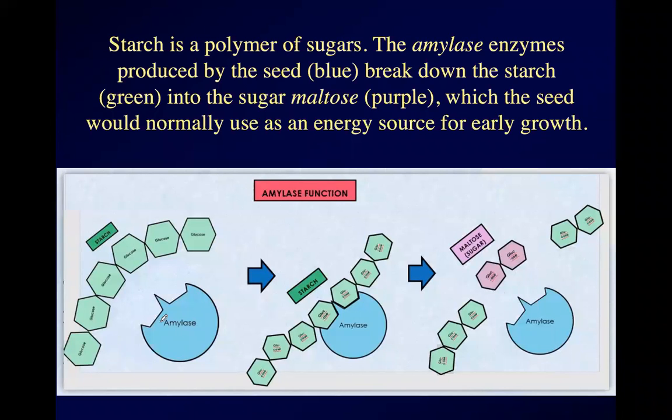Okay, remember that starch is a polymer of simple sugars. And diagrammed in blue here, we have molecules of an enzyme called amylase, similar, although not quite the same, to the amylase in your saliva. Amylase enzymes break down that starch, which is shown in light green, into simpler units called maltose, which is a sugar which the seed would normally use as an energy source for its earliest growth. Normally, the embryonic plant inside the seed would take that maltose and break it down and use it as an energy source for itself.